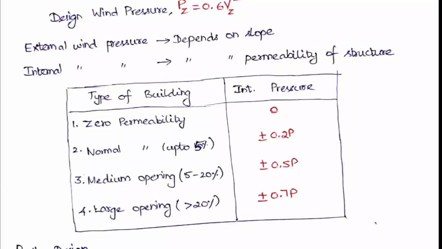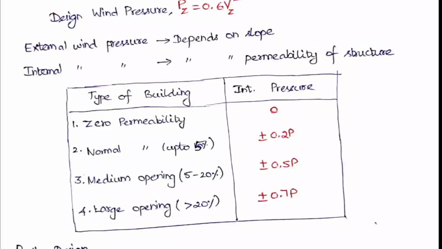The internal wind pressure depends on the permeability of the structure. This is very simple. So here, if the building has zero permeability, the internal pressure can be taken as 0. If it is normal permeability, up to 5%, it's 0.2 times the pressure, and medium opening, 5 to 20%, is 0.5 times the pressure, and large opening is 0.7 times the pressure.